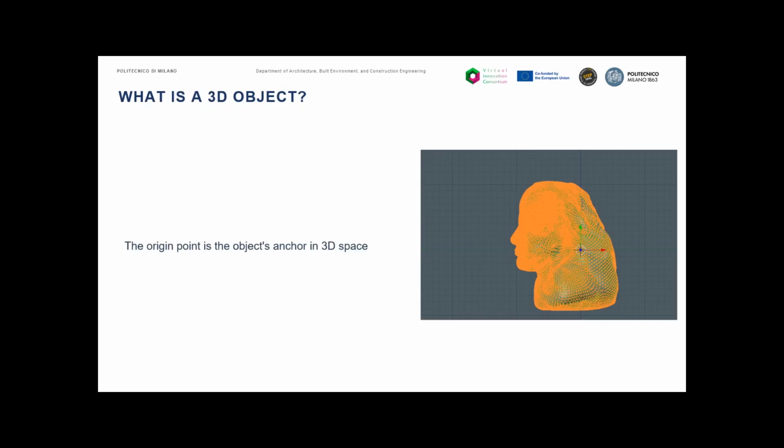Getting this right matters practically, because if the origin is placed incorrectly, which is still pretty common in photogrammetric reconstruction, where the reconstruction software places it at an arbitrary point, the object will rotate around the wrong point, because if you rotate the object, it will rotate around that origin point.